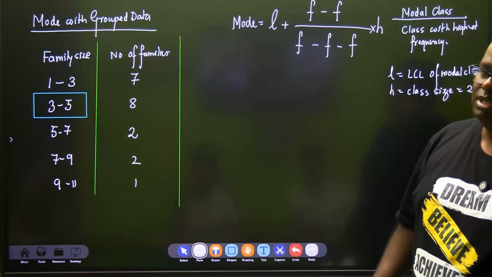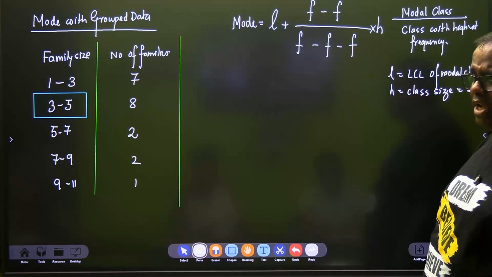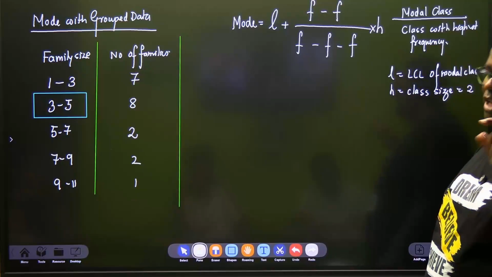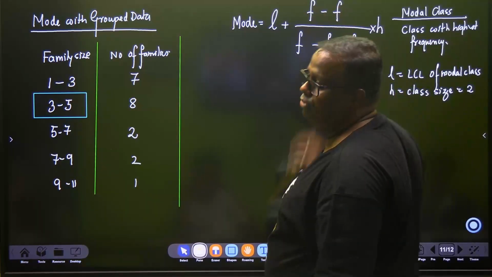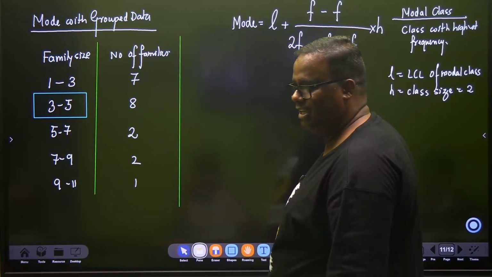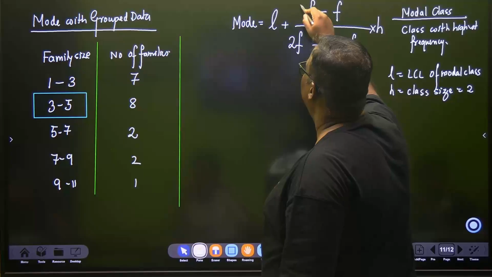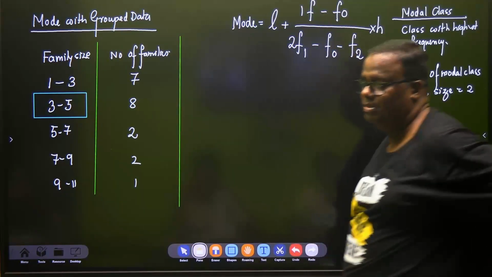Understood? Now how to decode this? This is interesting. What should you write? F minus F, F minus F minus F. How many F's are on top? There are 2 F's. Okay? Now make a rhyme: 1 0 1 0 2. You will have to remember this.